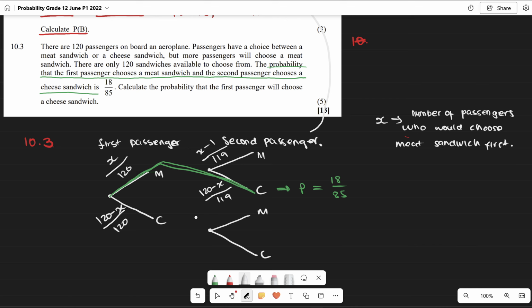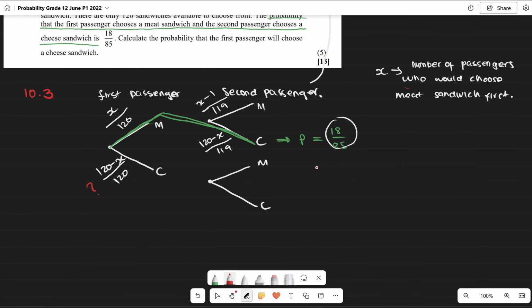So from there, I think we have enough information, because we now know the branches that connect to give us this probability, and we know what we are looking for in terms of x. They said calculate the probability that the first passenger will choose a cheese sandwich. So we are looking for this whole probability. The simplest way is to find x, and if we can find x, then we can find the probability here.